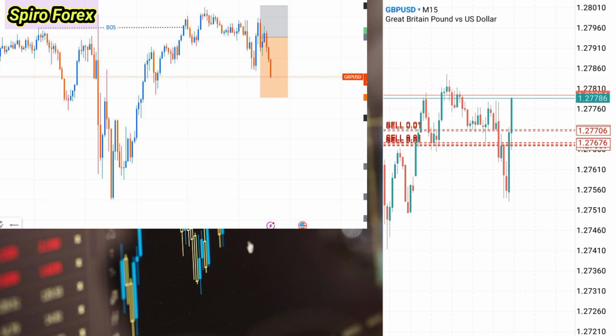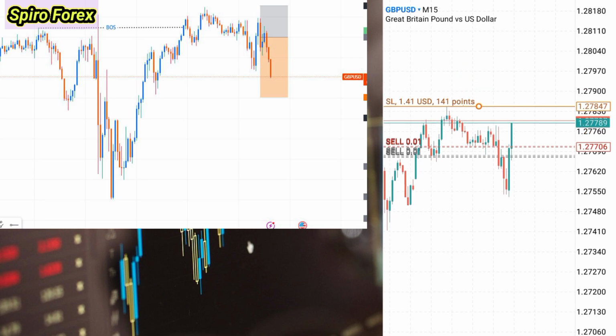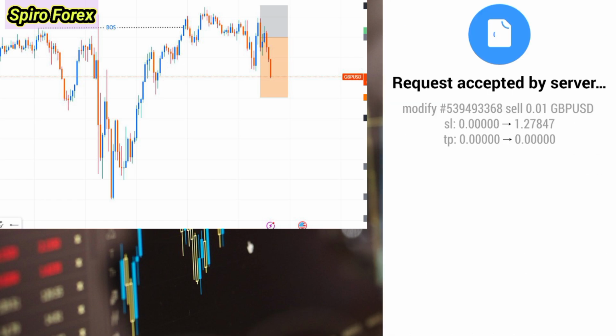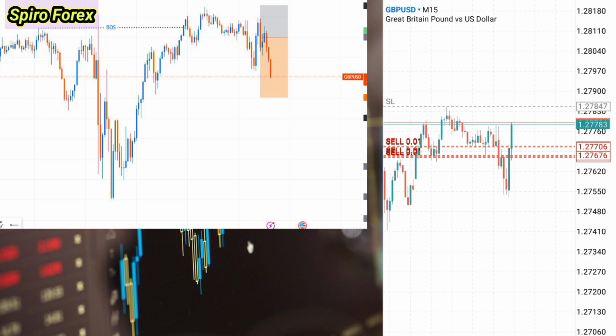So after they took off this SL, I had to place another SL at the top there, in case price gets to that level, then I know that it is an invalid trade. I just have to close out. So I placed the SL there, waiting to see if price will get there. If price gets to that level, I just close out, and I know that it was a losing trade.